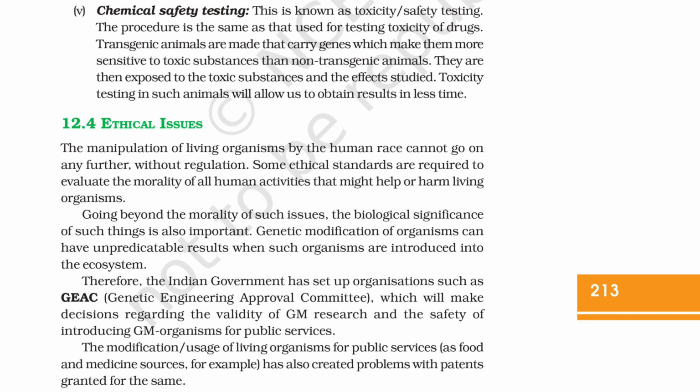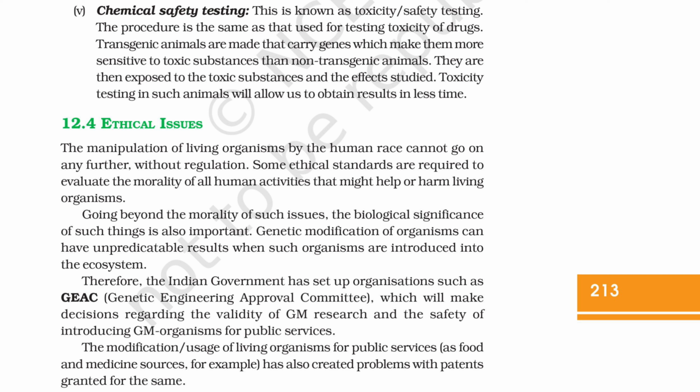5. Chemical safety testing. This is known as toxicity safety testing. The procedure is the same as that used for testing toxicity of drugs. Transgenic animals are made that carry genes which make them more sensitive to toxic substances than non-transgenic animals. They are then exposed to the toxic substances and the effects studied. Toxicity testing in such animals will allow us to obtain results in less time.